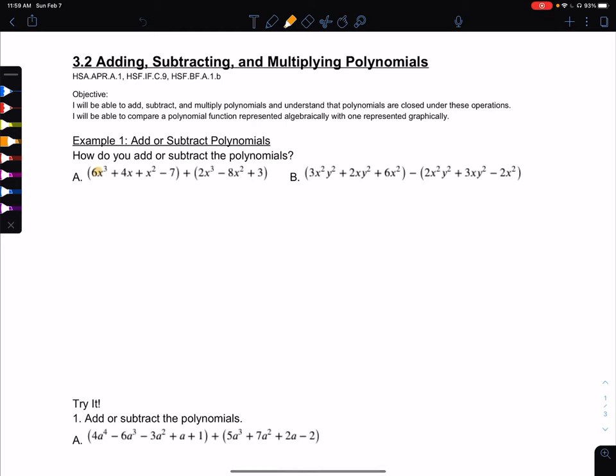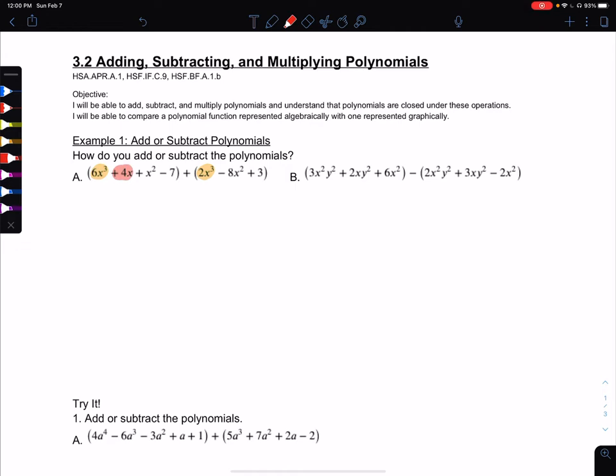So if you look at this 6x cubed here, we're looking for anything else with a base of x and an exponent of 3. In this case, nothing else within that set of parentheses has that, but this 2x cubed is a like term. Right now, I'm just going to label them first, and then we'll worry about removing the parentheses. So I'm going to go piece by piece.